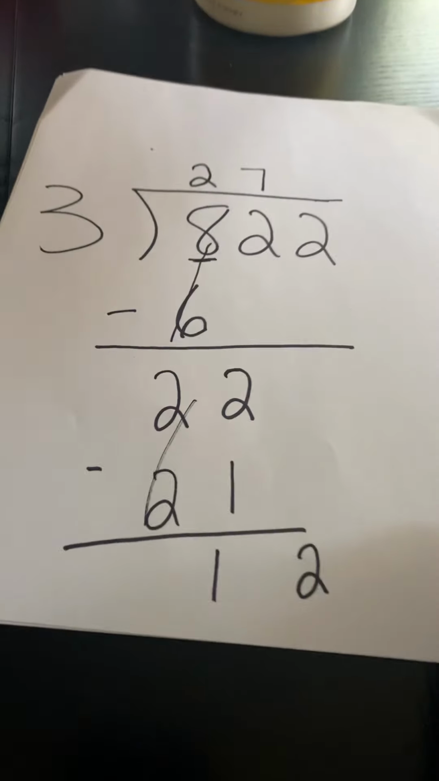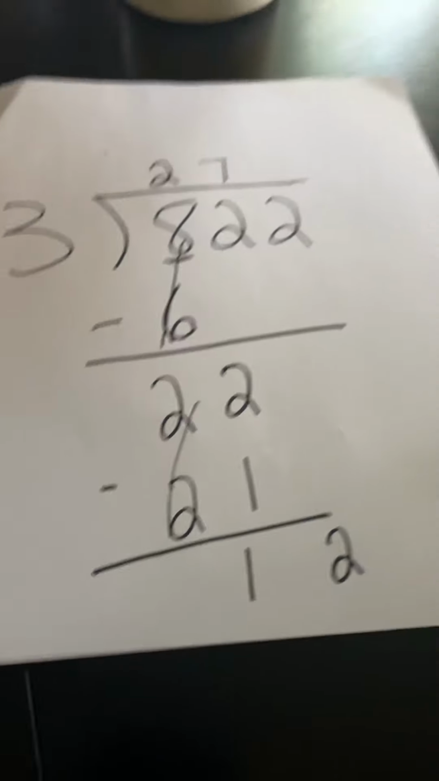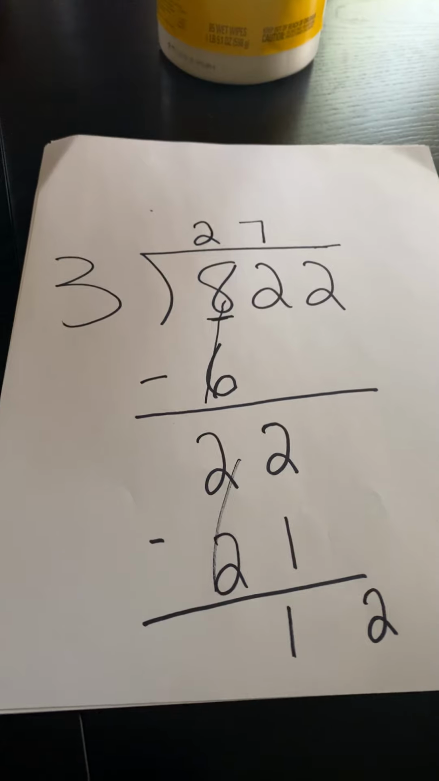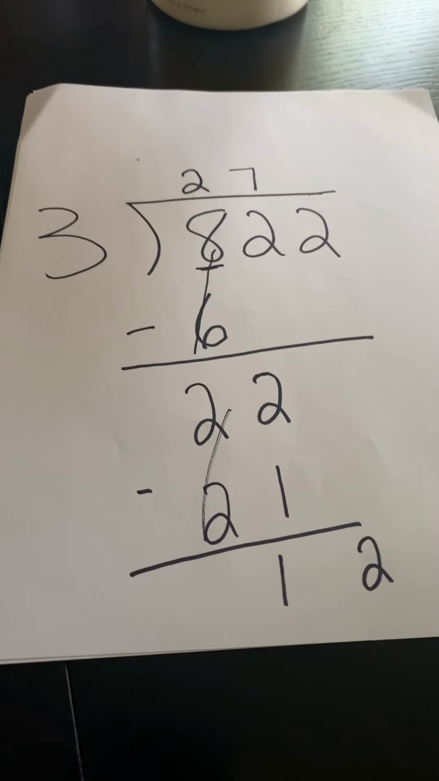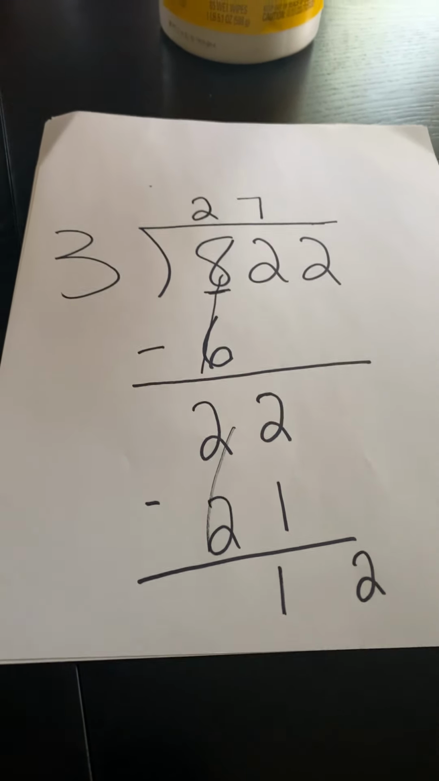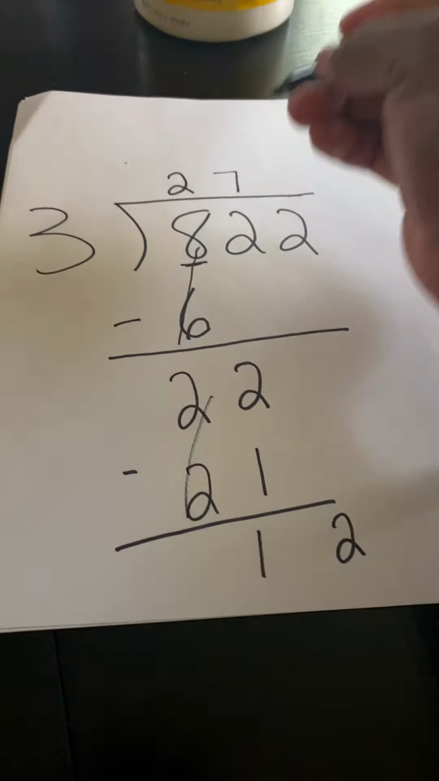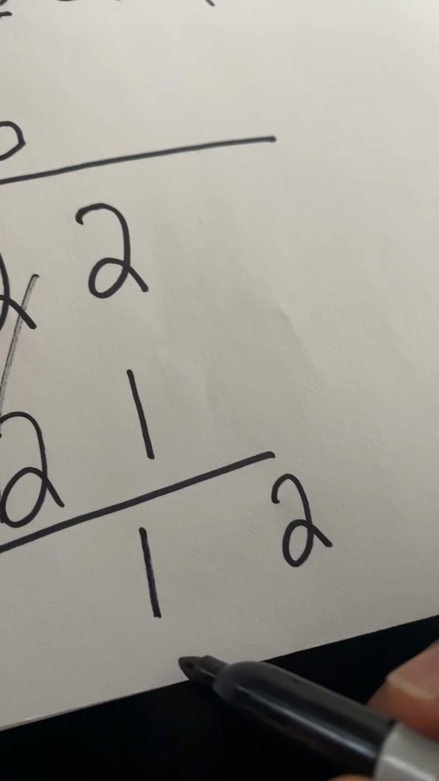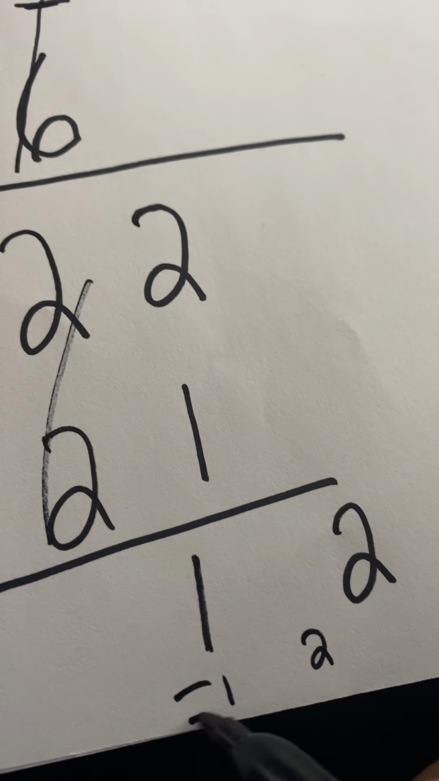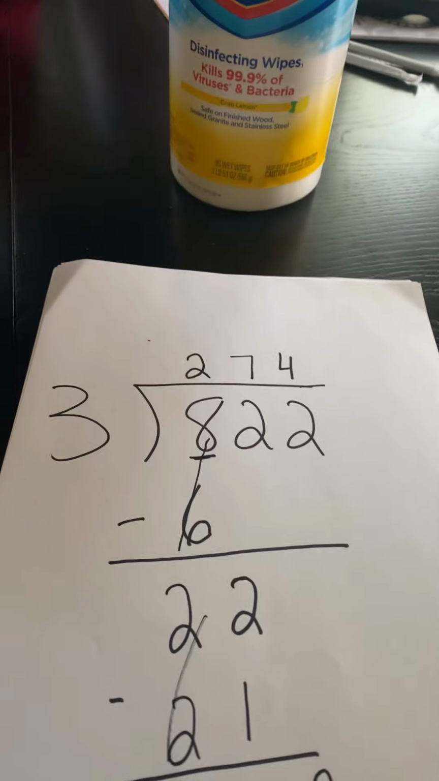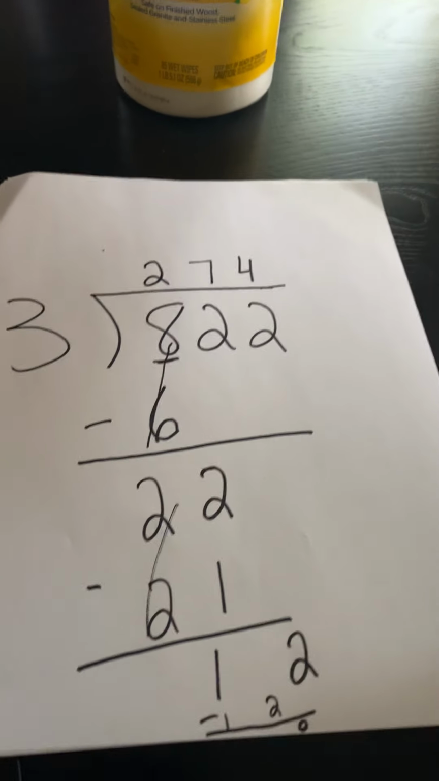3 can go into 12 how many times? And this is where it gets exciting. We said 3 times 1 is 3, 3 times 2 equals 6, 3 times 3 equals 9, and 3 times 4 equals 12. We have an exact number. We don't have to go a number smaller because it equals 12. So 3 times 4 is what? 12. So we're going to put this 4 right here. And of course, you multiply 3 and 4 down here by this 12. Forgive me, Edna, because I wrote kind of big. But 12 minus 12 is 0. So the final answer is 822 divided by 3 equals 274.